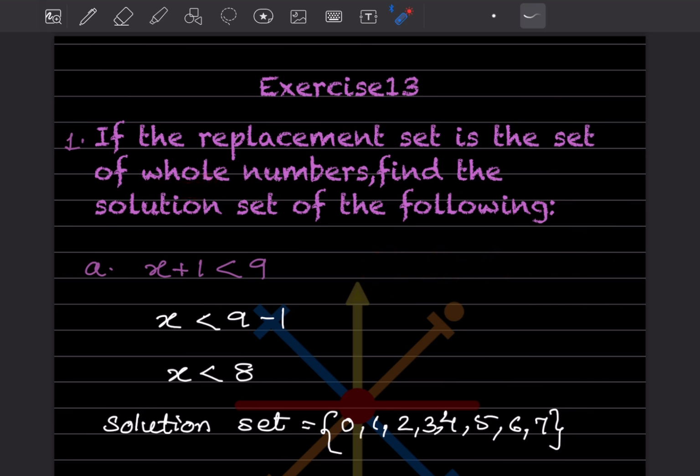Now this is the question given here. First we'll see the value of x. x is less than, with the sign as it is. This is already on the right hand side.